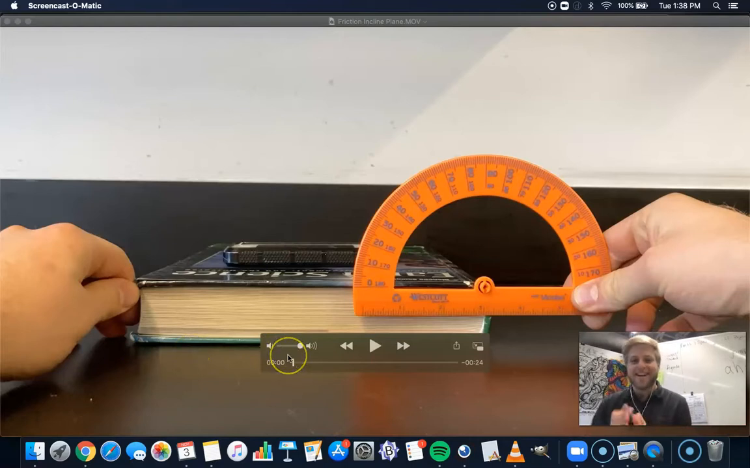Anyway, what I want to talk about today is objects that have friction between them and the surface they're sitting on. But we're going to get things a little crazy here. We're going to go at an angle. So check this out. I'm going to play a quick video here.